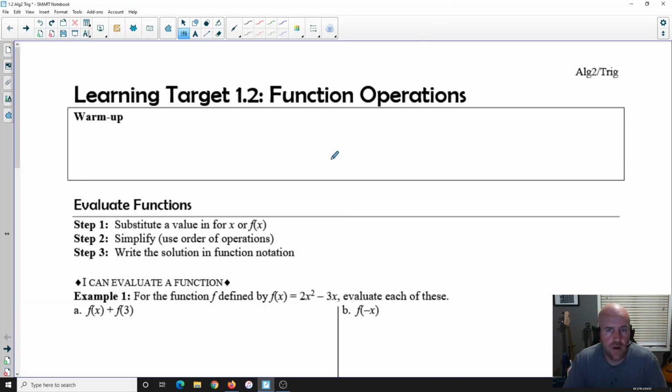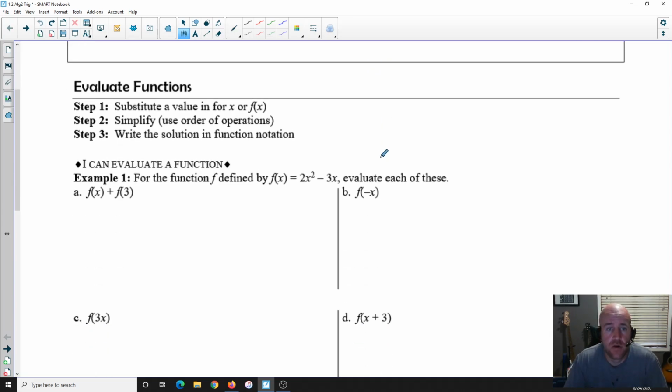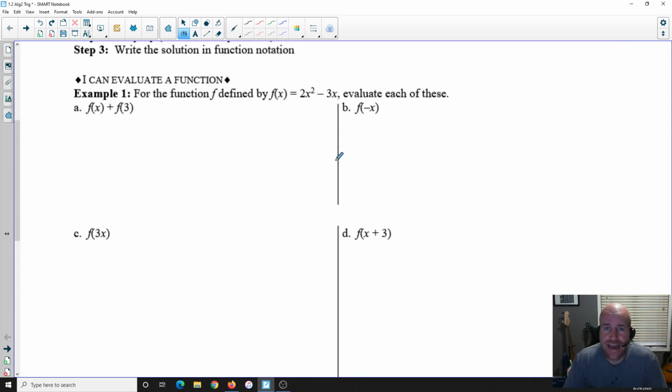All right, so we are going to look at section 1.2, function operations. This is dealing with anything like adding two functions, subtracting two functions, multiplying, and then dividing. So we're going to go one by one here. First thing we need to look at is how to add functions.